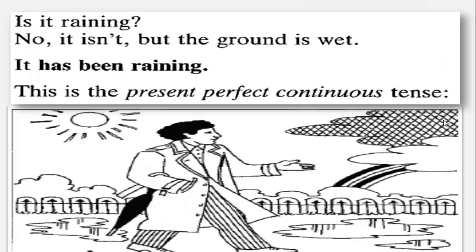Look at this picture and try to answer this question. Is it raining? Well, it's clearly not. Okay, so you see the sun is shining and there is a rainbow in here and white clouds, so it's not raining. But the ground is wet. You've noticed here there is a pool of water on the ground, and so it has been raining. This verb is in the present perfect continuous tense.